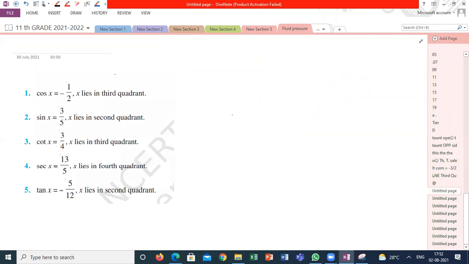Raghav, can you explain the third question? Yes, sir. So tan x is equal to 4 by 3. Cot x is equal to 3 by 4. Third question, cot x. It lies in the third quadrant. In the third quadrant, what things are positive? Cot and tan only are positive.